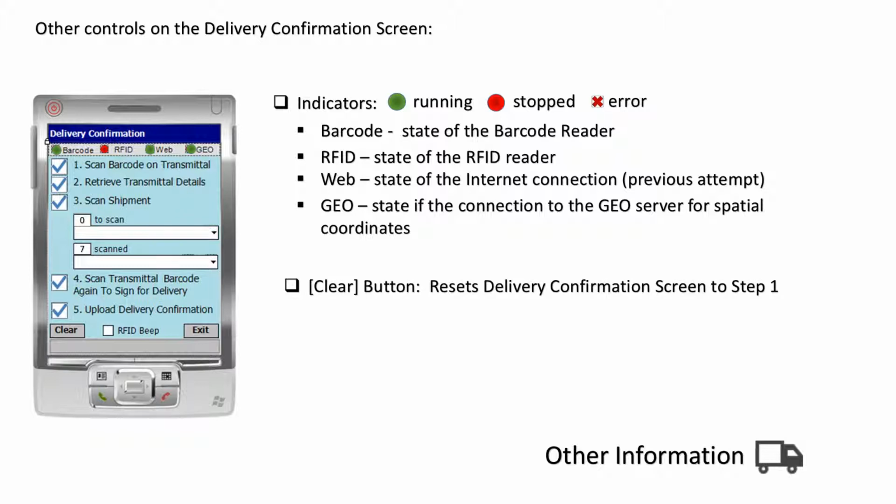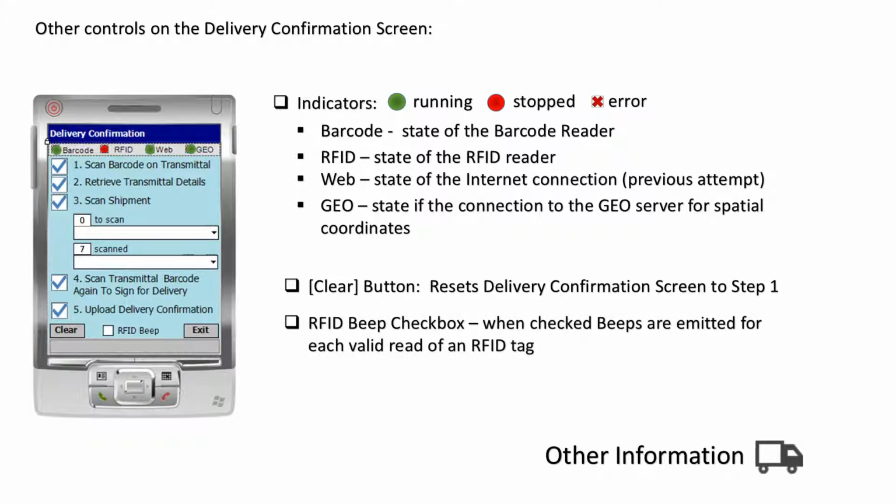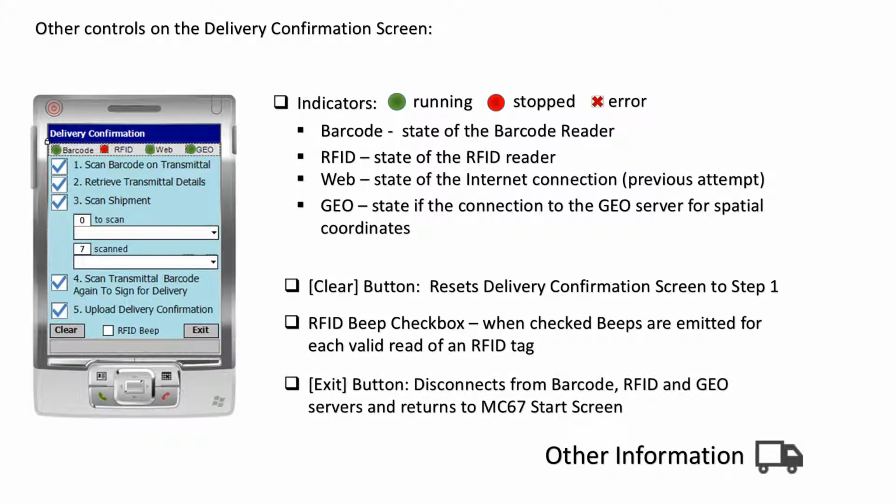The clear button in the lower left-hand corner of the delivery confirmation screen resets the confirmation process to step 1. The RFID beep checkbox indicates whether you would like to hear an audible beep each time a unique valid item tag has been read. The exit button exits EBT and returns you to the start screen.